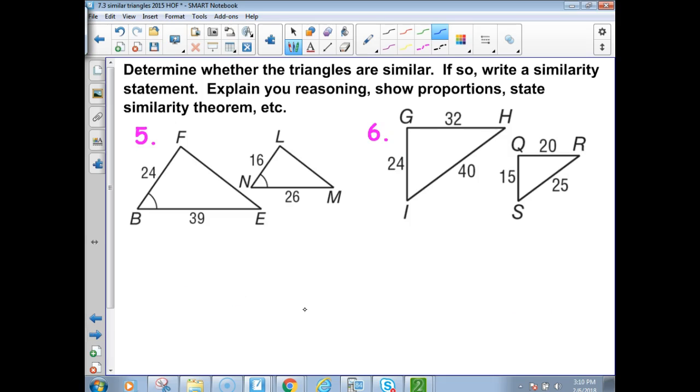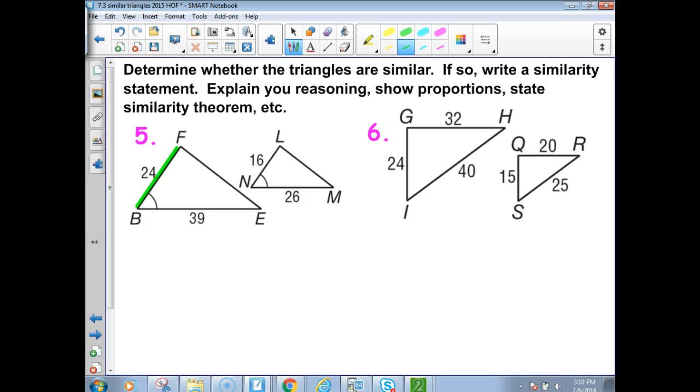Okay, number 5. That was 4. Determine, again, whether they're similar. This looks a lot like what I just had, except there's just not a number. It's just marked with an arc. Who cares? That means the angles are congruent. So we're going to want to compare and see if the sides are in the same ratio.